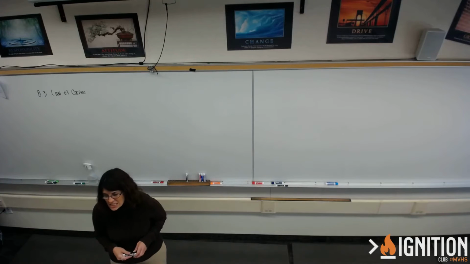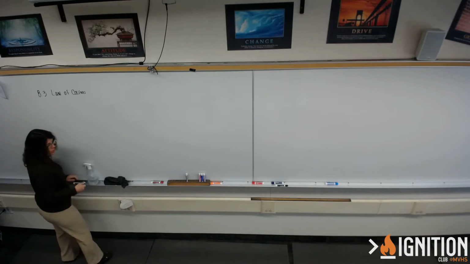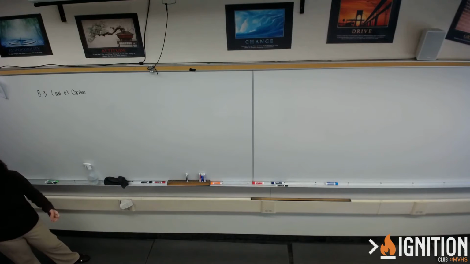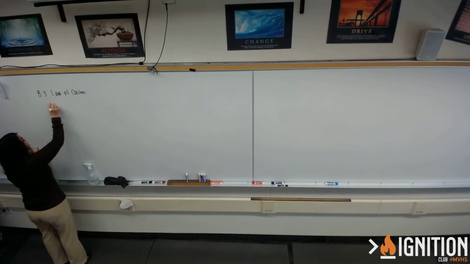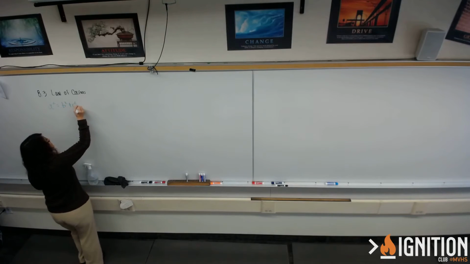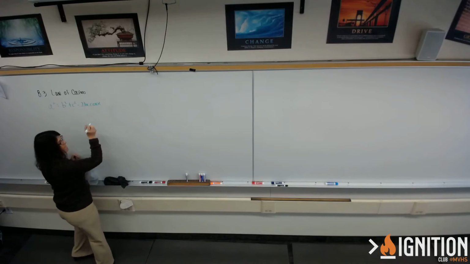There are 6 versions of the law of cosines. You only need to know one because guess what? You can derive the rest. Give it to me. What do we got? A squared equals b squared plus c squared minus 2bc cosine A.